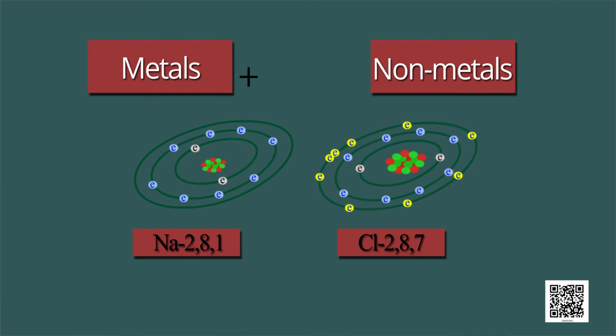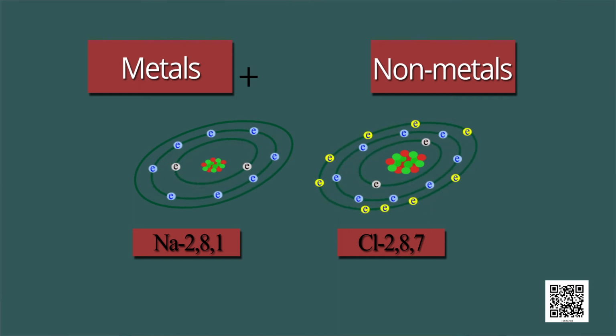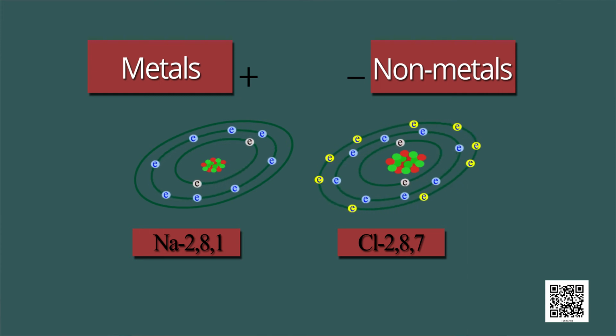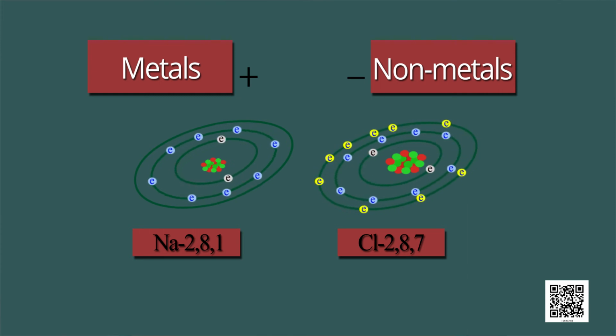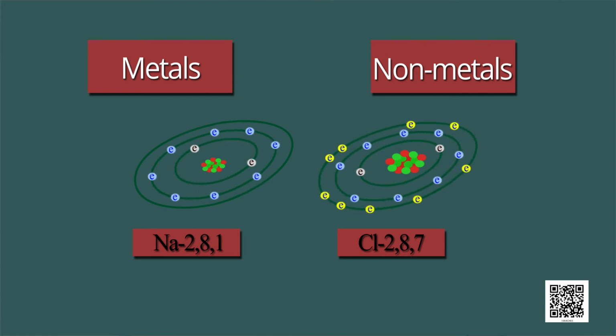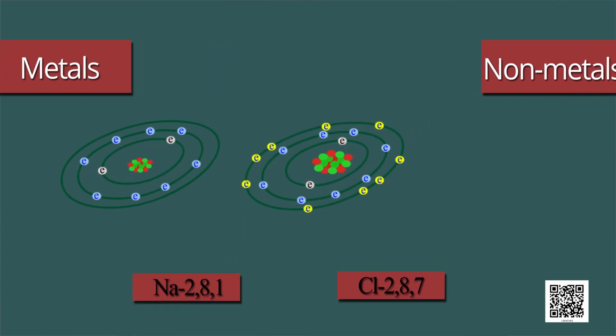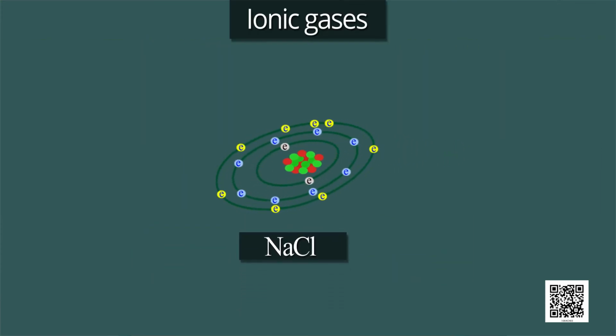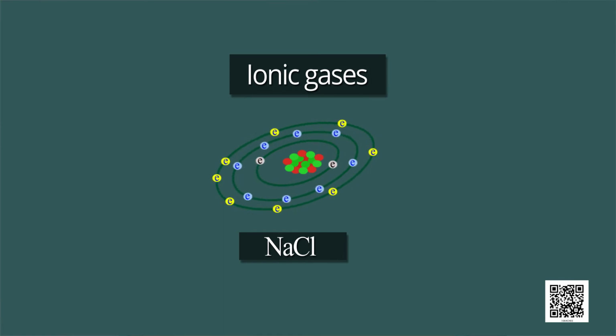Therefore, we explain that the reactivity of elements depends upon its valency, or number of valence electrons. Let's see the electronic configuration of some noble gases, some metals and non-metals.